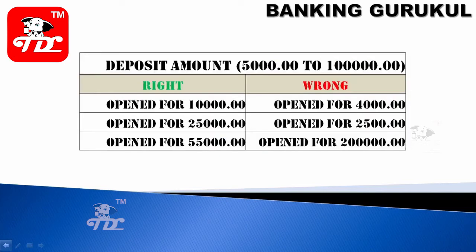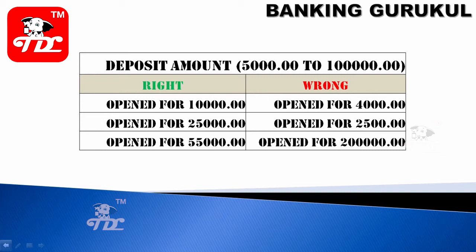In my fixed saver product, I mentioned that the deposit amount should be between 5,000 and 1 lakh. So right is if I open a deposit for 10,000, 25,000, or 55,000. If you want to go for negative and wrong scenarios, open a deposit for 4,000, 2,500 or 2 lakhs.